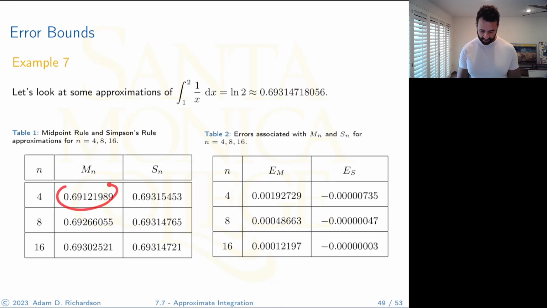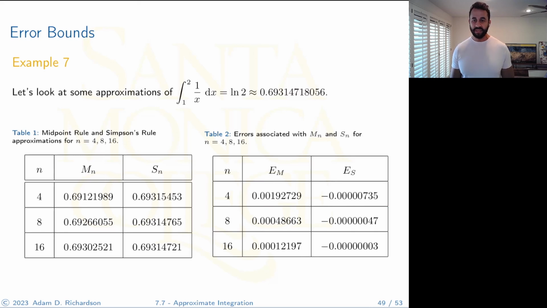So this is what we get using midpoint versus Simpson's. And here are the errors. Check out the difference here. Error associated with the midpoint rule using 4 subintervals versus Simpson's rule using 4 subintervals. And already the error is orders of magnitude smaller when we use Simpson's rule, right? Compare this number to this number in size.